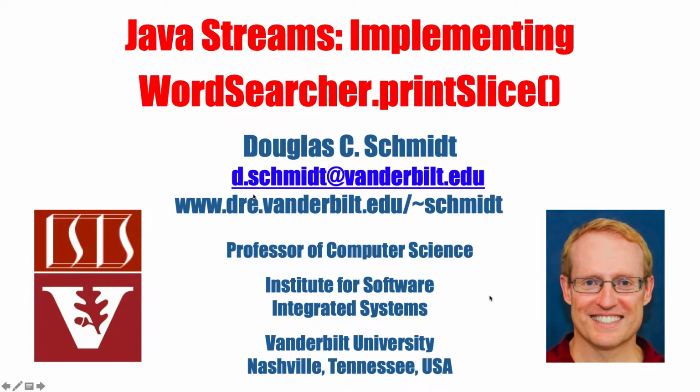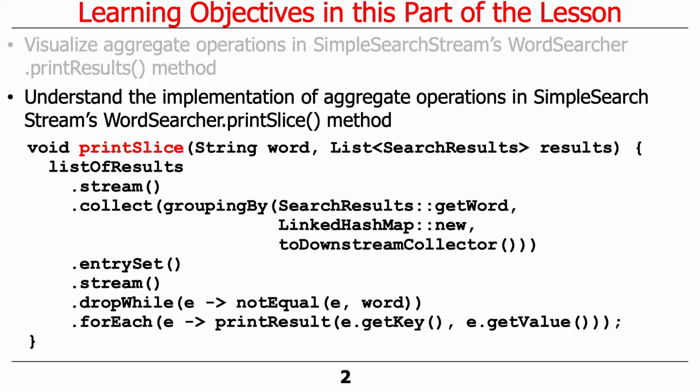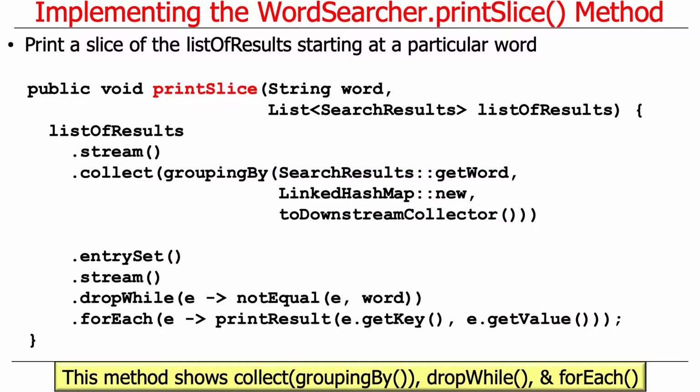So the last video in this series about the helper methods from the WordSearcher class, part of the simple search stream example, is going to be the implementation of print_slice. As you can see, it's more interesting than print results. So let's go ahead and take a look at it. The purpose of this method, of course, is to print a slice of the results, starting in a particular word that we give as the input.